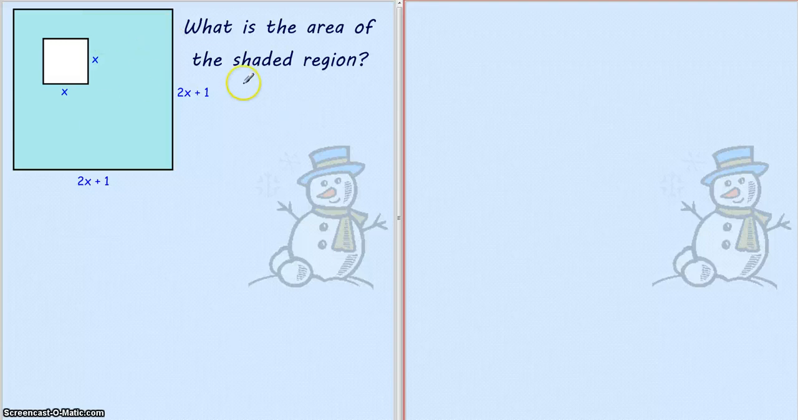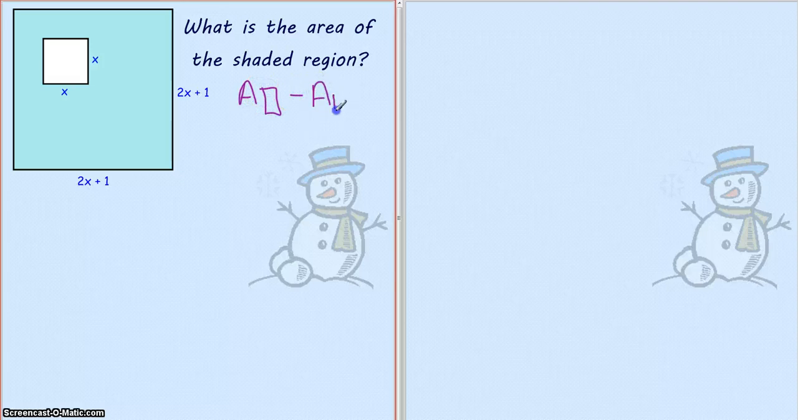So what you have to do is take the area of your larger square and subtract the area of your smaller one. And I know that doesn't look very good there, but I hope it gets the point across. The area of the larger square minus the area of the smaller square. And I need you to remember that the area of any rectangle, which does include squares, is length times width.